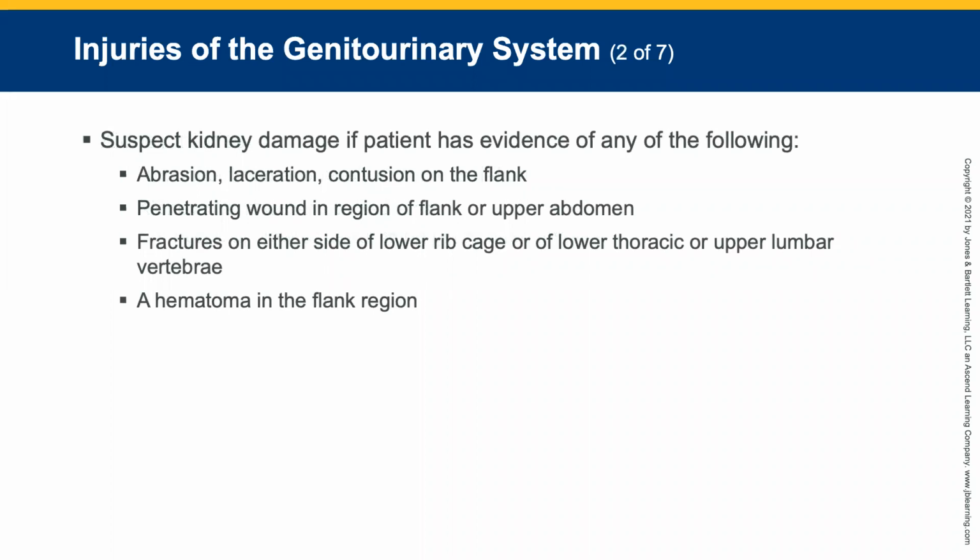If you suspect kidney damage, look for whether the patient has a history or physical evidence of any of the following. Abrasion, laceration, or contusions on the flank. A penetrating wound in the region of the lower rib cage and above the hip, flank, or the upper abdomen. Fractures on either side of the lower rib cage or the lower thoracic and upper lumbar vertebrae. And then any type of hematoma in the flank region is an obvious sign of pooling, that there's some type of injury to the abdominal area. Why is there blood coming out? If we notice that there's a bad bruise, ask questions. Does this hurt? How long has it been there?